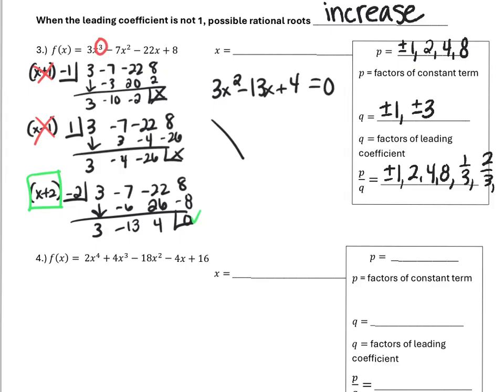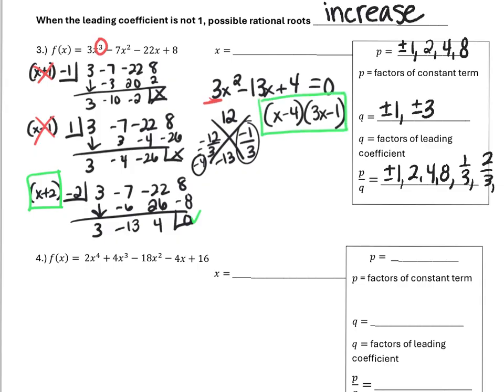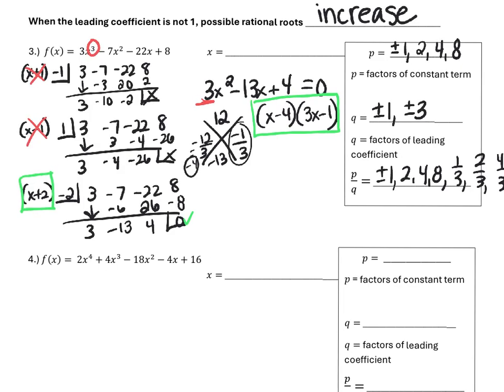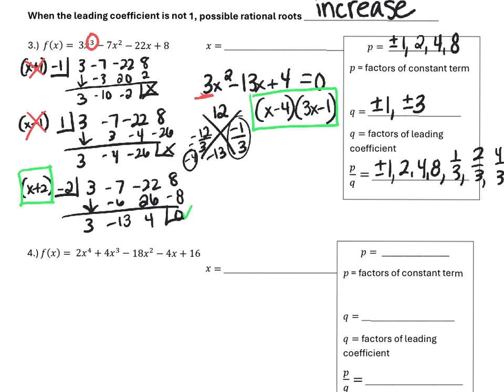We can factor this using the x method. 12, -13. So this would be -12, -1. Don't forget that a was not 1, so we have to divide these both by a. So we get -4 here. So we get x minus 4 and 3x minus 1. So these are all, because it's the 3rd degree, all 3 of our roots.